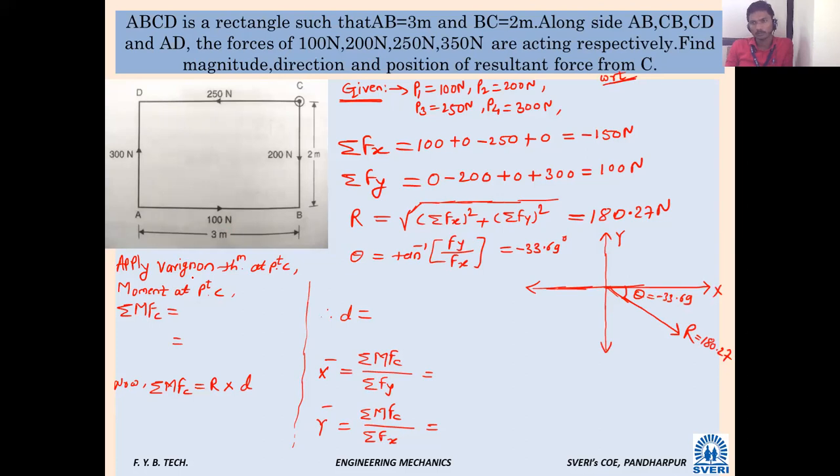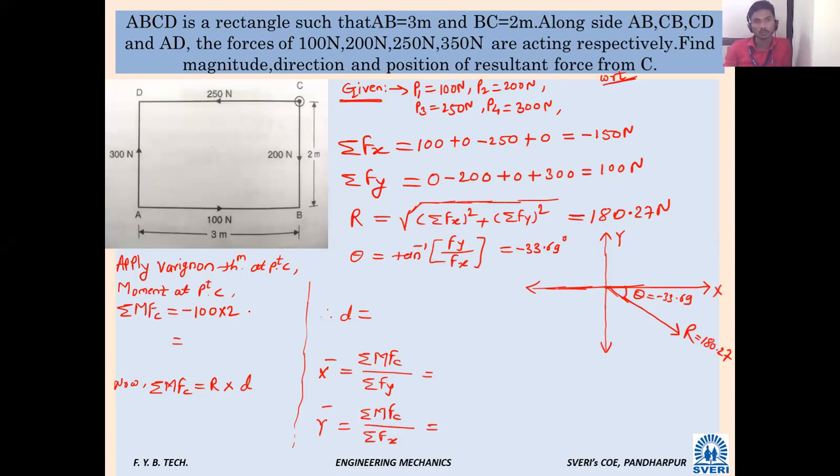Anti-clockwise. Very good. Be confident. Then anti-clockwise moment, how are we taking it? Negative. Very good. Negative. That force is 100. What is the perpendicular distance between the line of action of the 100 Newton force and point C? 2 meter. Very good. Then which is the next force?